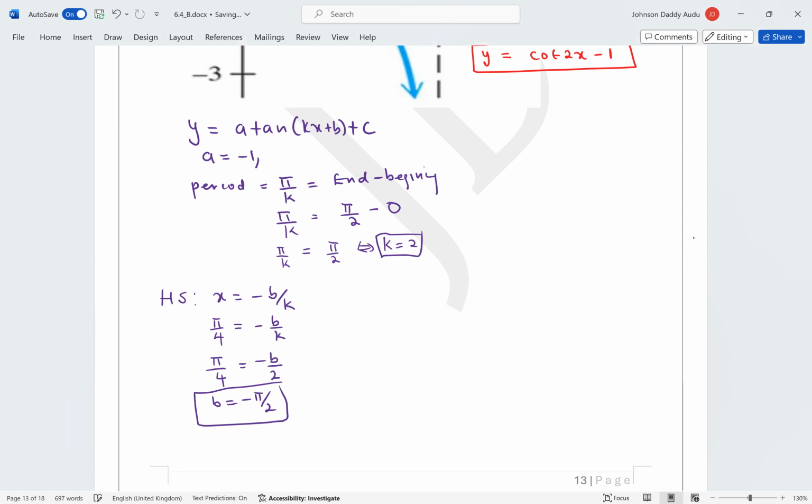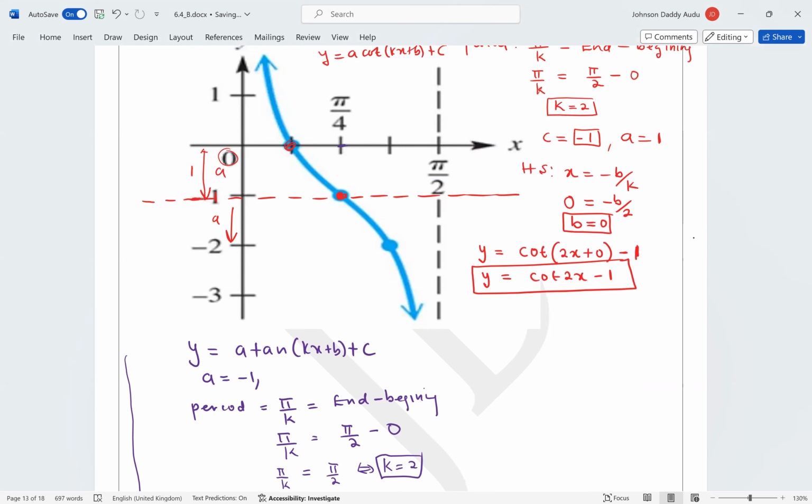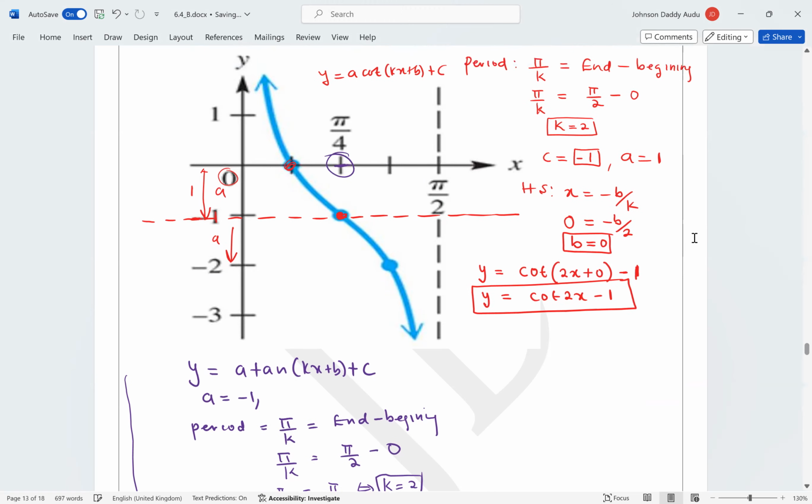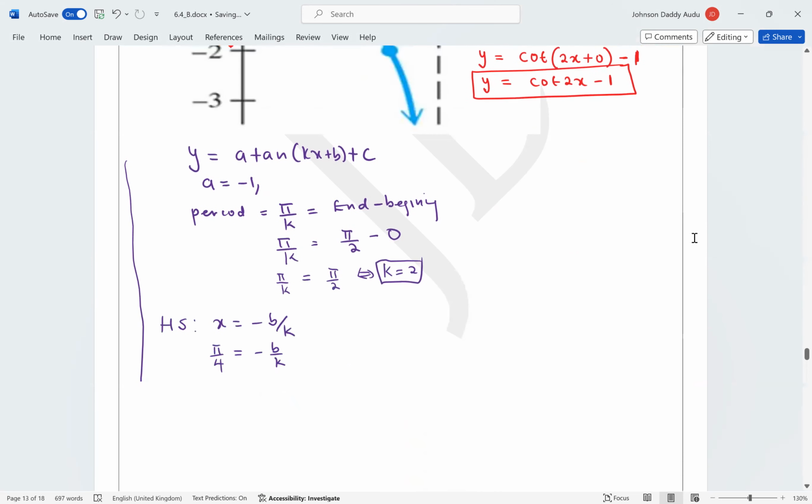Now we'll look at it here. Try to understand the difference. Here, if you are considering it as a graph of tan, for the horizontal shift we take the midpoint. And what is the midpoint here? This is the midpoint, which is at pi over 4, right? So that is what we use. But here, when we're considering it as a graph of cotan, for the horizontal shift we take the endpoint, or the starting point here, which is 0. So take note of these differences.